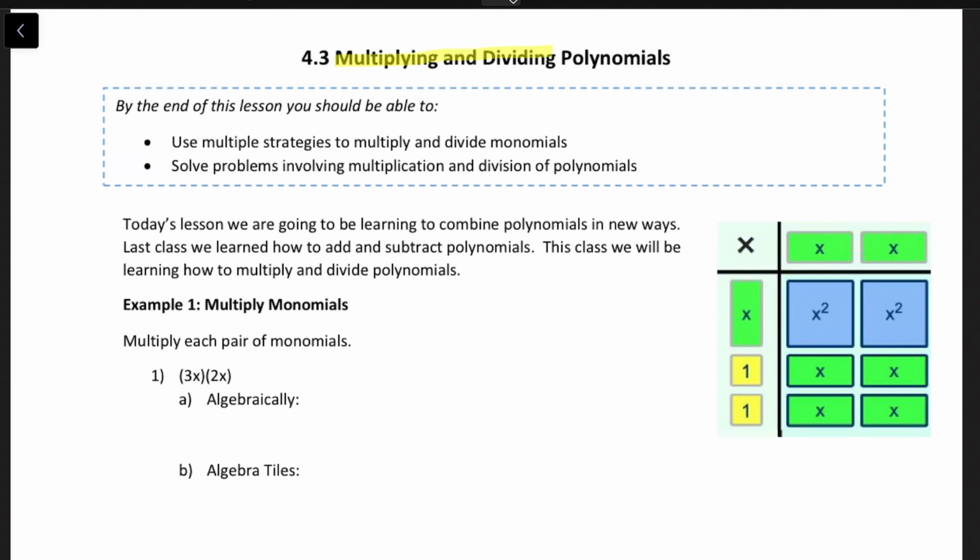Multiplying and dividing polynomials. So last lesson was all about adding and, specifically, even more challenging, subtracting polynomials. Today we're going to be looking at multiplying these polynomials and dividing them.